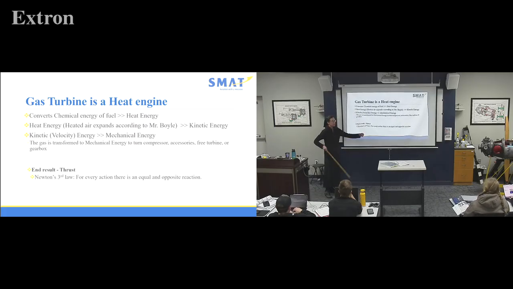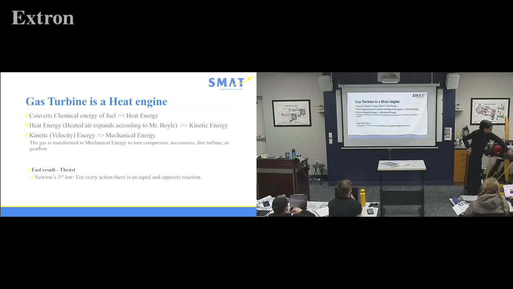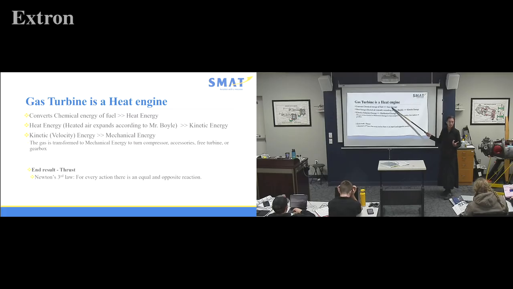And what do we do to it? These are our fuel nozzles coming up right here. So what chamber is this right here? Combustion chamber. And missing right there is a little igniter. So we ignite that fuel and boom! Now we have heat energy. Boom.